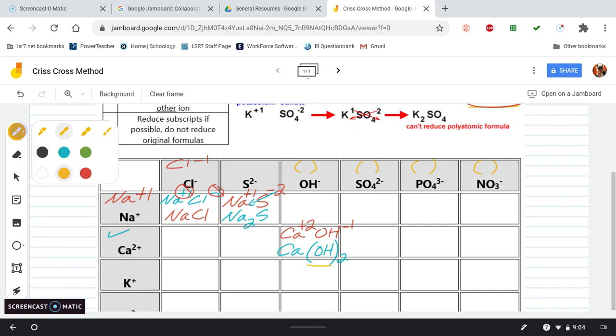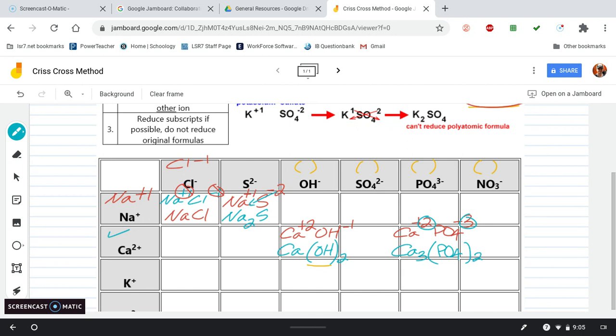Let's try another one. Let's try this one here. This is an interesting one. So Ca +2 and PO4 -3. So let's crisscross them. So we're going to get a Ca3 comes down. And now look at this. See, PO4 goes in the parentheses. And then this 2 is going to hang out right there. It's going to come down.